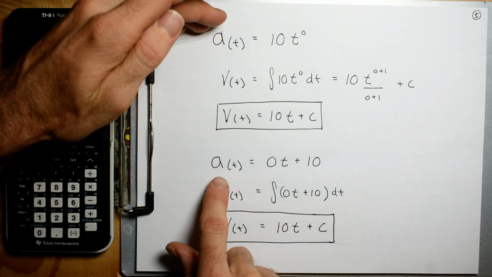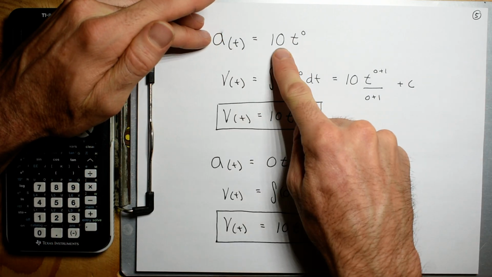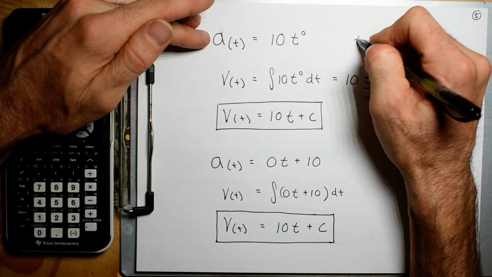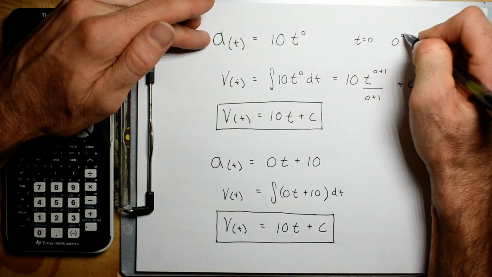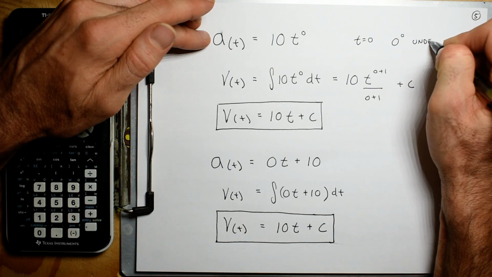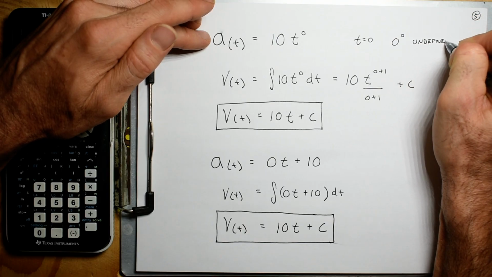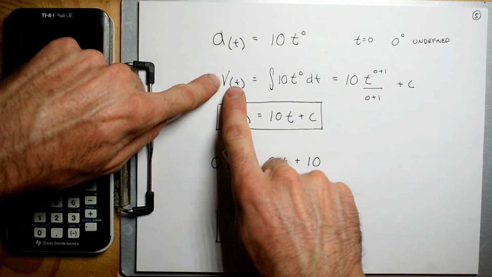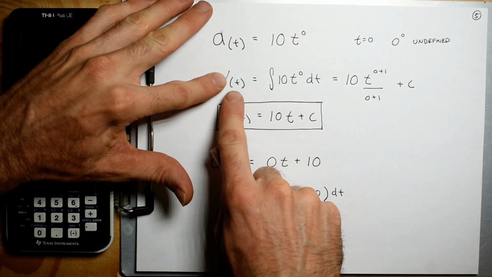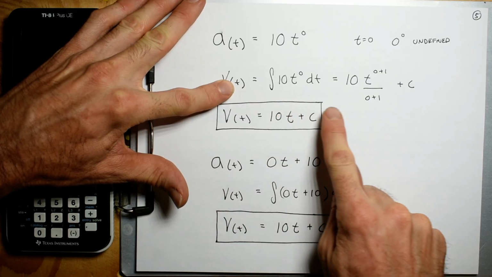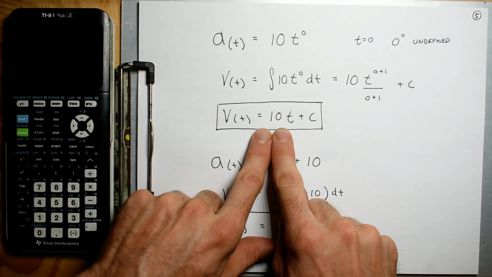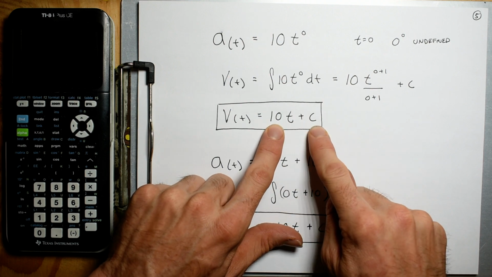So, alright, here's the 2. If I'm ever going to use acceleration as a function of time, I still probably will use this, 10t to the 0, even though at t equal to 0, 0 to the 0 is undefined. So just keep that in mind. If I want to separate variables and integrate, my velocity function is just going to be 10t plus c.